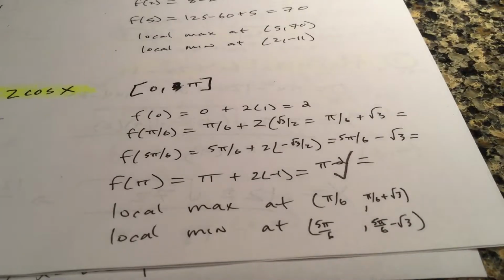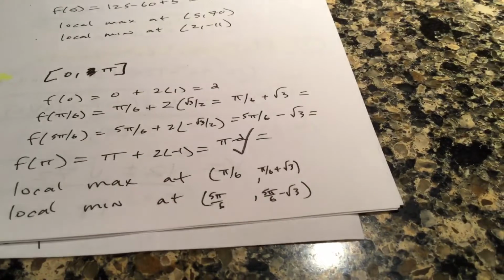So plug in 0, pi, and then those 2 critical values, and there it is. You can round it to the nearest 2 digits or write it like that. Those are your winners. Again, I'm going to start just giving you answers. This is more explanation than I thought.